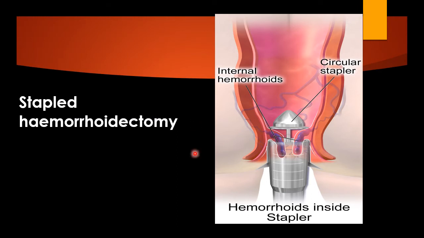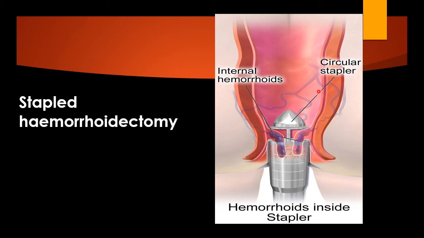The next one is called stapled hemorrhoidectomy. These days, stapled hemorrhoidectomy has become the treatment of choice, or surgery of choice, for hemorrhoids. Okay, in this case, it consists of a 33 mm stapler, with its head and shaft. The head is the anvil.